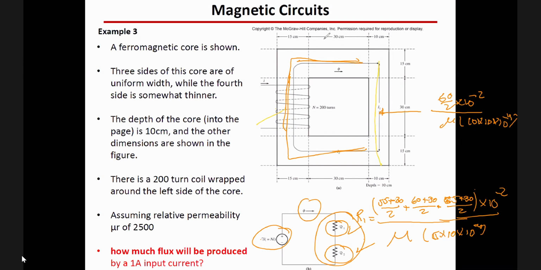Questions? Yes, doctor. At R2, you took only 60. You did not add to it the inner side. Yeah, 60. That's good. This one is 60 plus, sorry, 30.